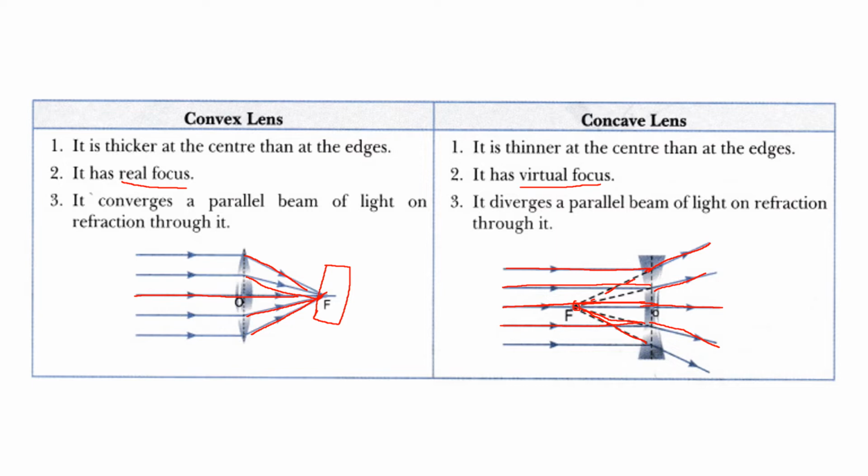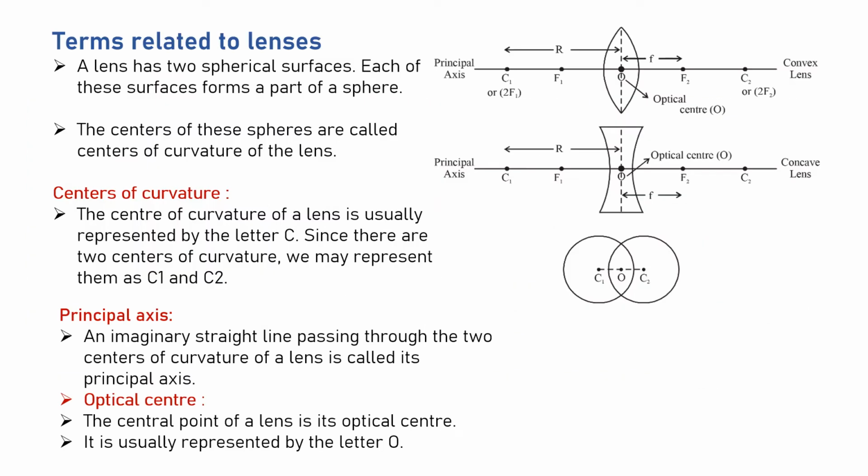We have already done concave mirror and convex mirror. In case of mirrors, concave mirrors are converging and convex mirrors are diverging. So the case of lenses is absolutely opposite of what we have done in case of mirrors. Now the terms related to lenses are quite similar to the terms which we did in concave and convex mirrors. So let's see the terms.